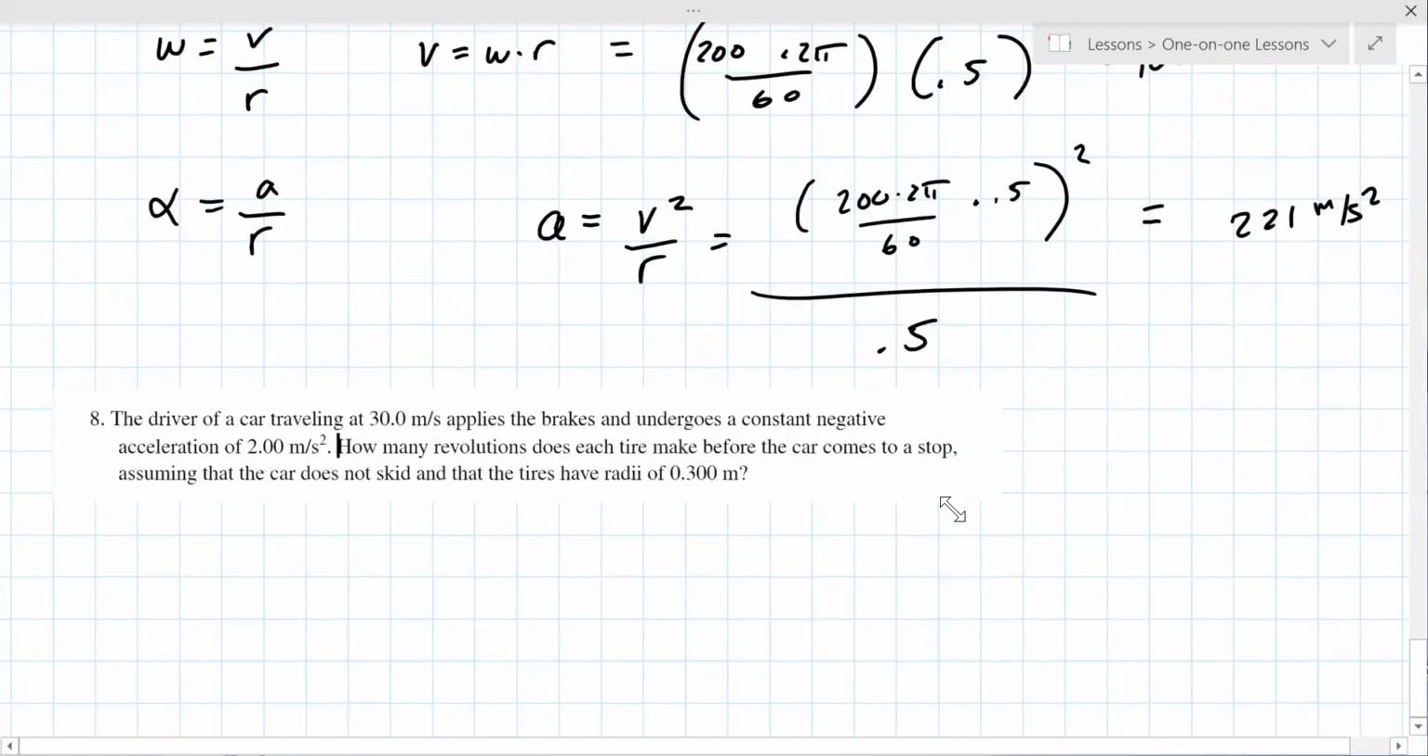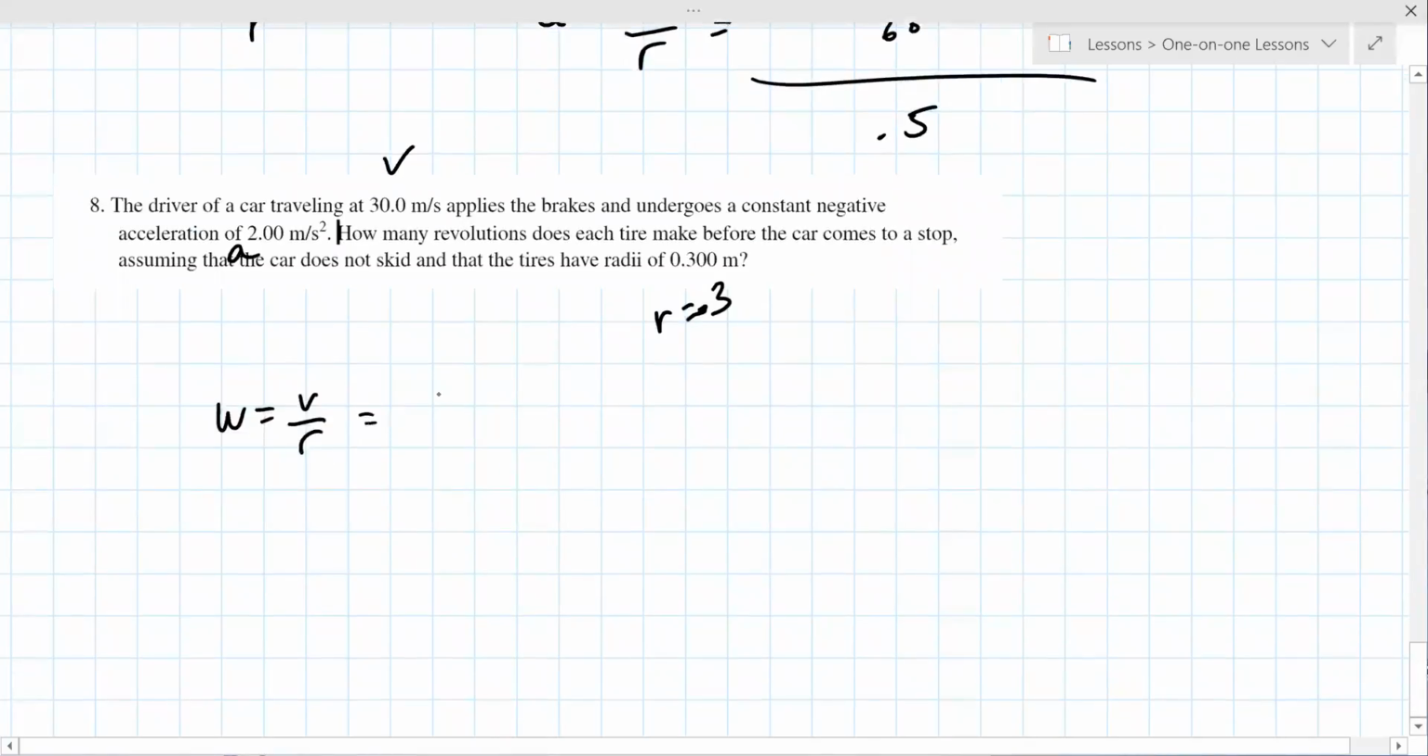Okay, the driver of a car traveling 30 meters per second applies the brakes and undergoes a constant negative acceleration of 2 meters per second squared. So this is V and this is A. How many revolutions does each tire make before the car comes to a stop? And the radius is 0.3. Okay, so we know that W equals V over R. So we can find W here. W is 30 over 0.3, which is 100 radians per second.